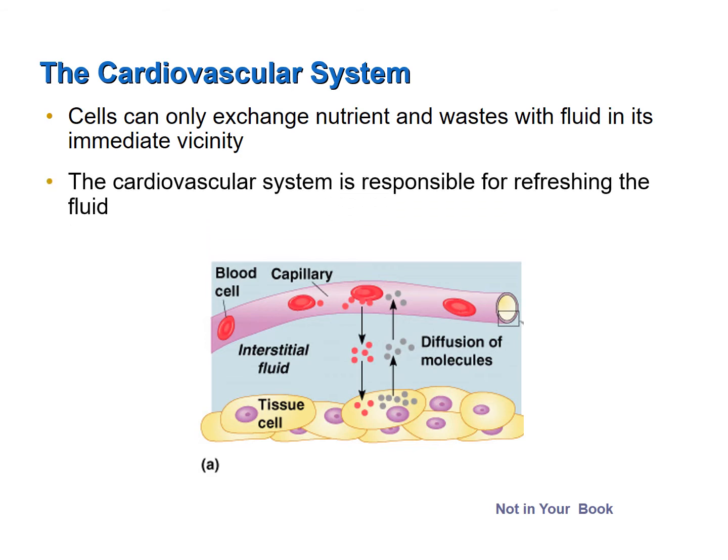Therefore, it is the responsibility of the cardiovascular system to continually refresh the interstitial fluid that surrounds all the cells of the body, removing waste products that can build up to toxic levels that can interfere with normal metabolism of the cell or actually kill the cell, to bring in nutrients and oxygen that the cell needs to maintain normal metabolism, and to also bring hormones to the cell to properly regulate the metabolism of the cell. So that is the function of the cardiovascular system.